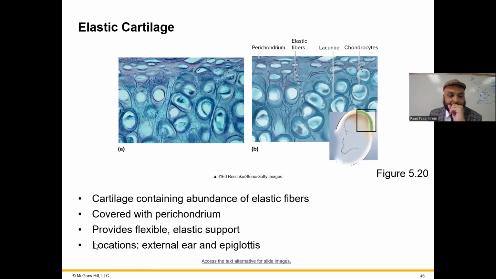Elastic cartilage. This is cartilage containing an abundance of elastic fibers. It is covered with perichondrium, provides flexible elastic support, and the locations are the external ear and the epiglottis.